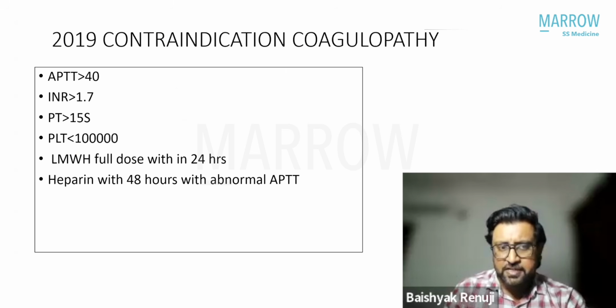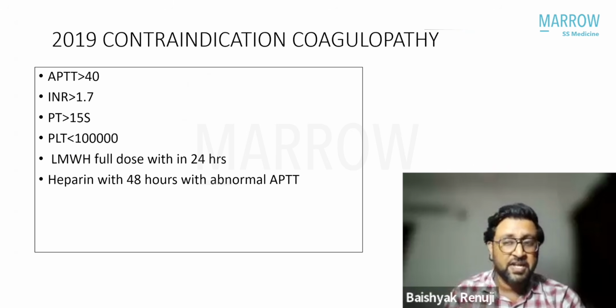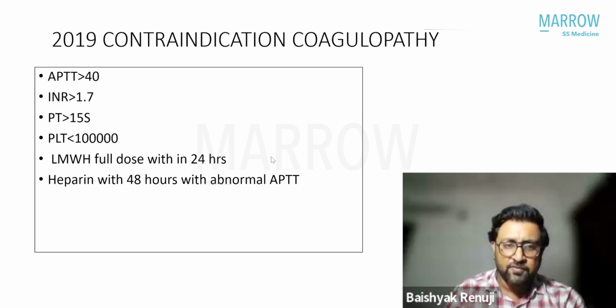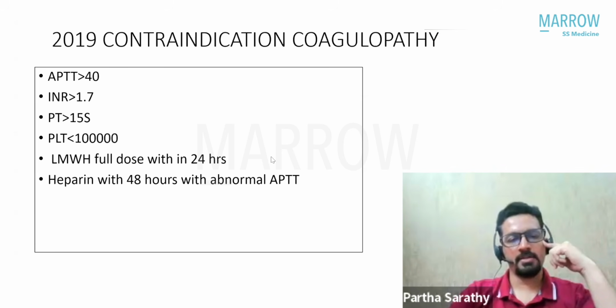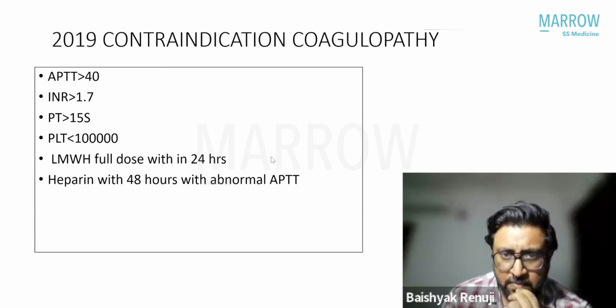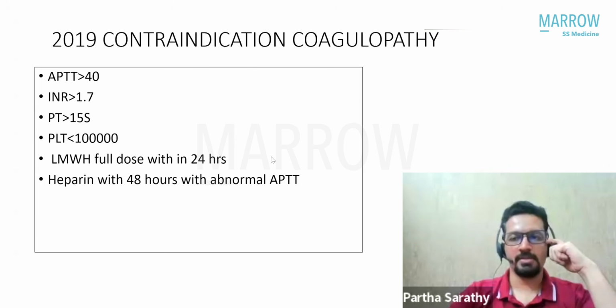This is a previous contraindication where they mentioned LMWH full dose within 24 hours. That means BD, LMWH given in BD dose, full dose within 24 hours. Heparin within 48 hours with abnormal APTT was also considered a contraindication. They were also not mentioning reversal with protamine sulfate. Again, protamine sulfate is tricky in LMWH because it won't reverse completely. I think in patients with impaired creatinine and all those things, the effect of LMWH also may be prolonged. So better check all those things before you thrombolyse, if the creatinine is elevated.